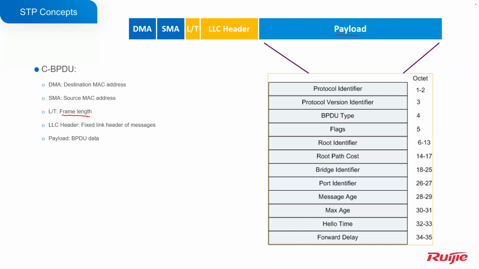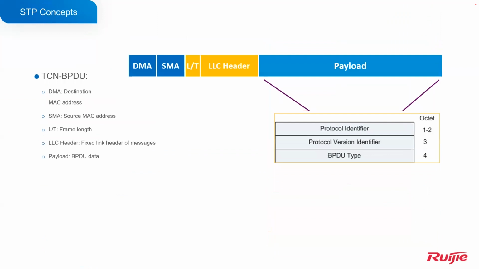And to elect the root port and the designated port, we should take some of these parameters in the CBPDU into consideration. Okay, and the TCN-BPDU carries less information. You can see the structure is the same: DMAC, source MAC, frame length, and LLC header. But in the payload part, it carries less information.